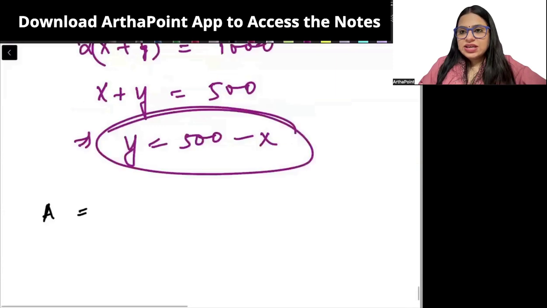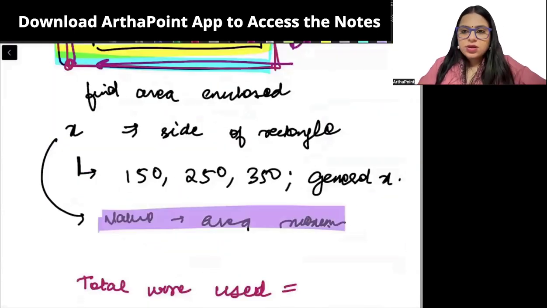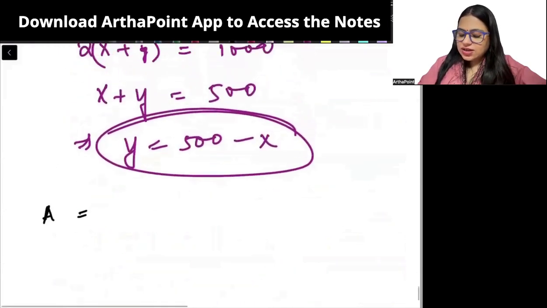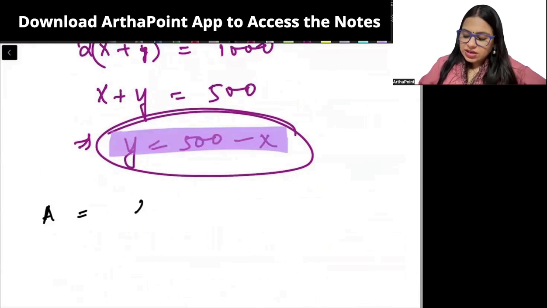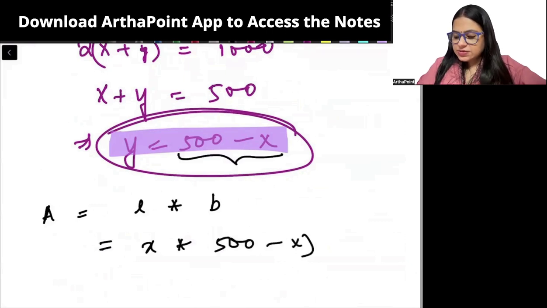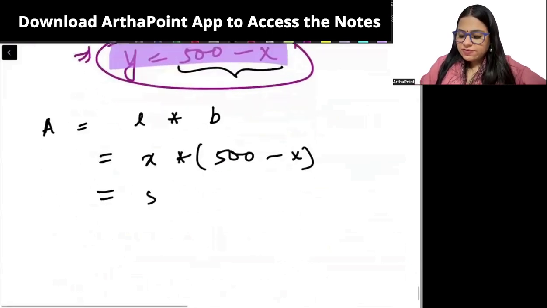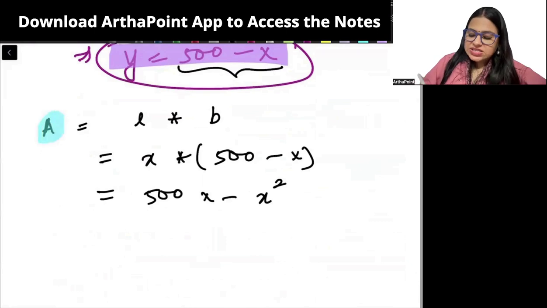It is saying कि किस तरीके से करोगे कि आप maximum area cover कर पाओ. ठीक है, तो हमने एक relation निकाल लिया that y is 500 minus x. What will be area बेटा? Area will be length into breadth. Length is x, breadth is 500 minus x. तो area will be 500x minus x squared. I need to maximize this area. मुझे इस area को maximum करना है.